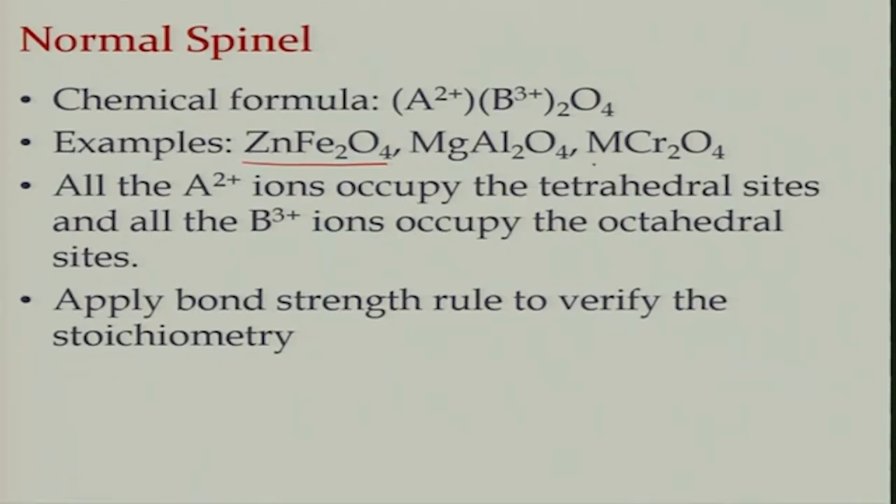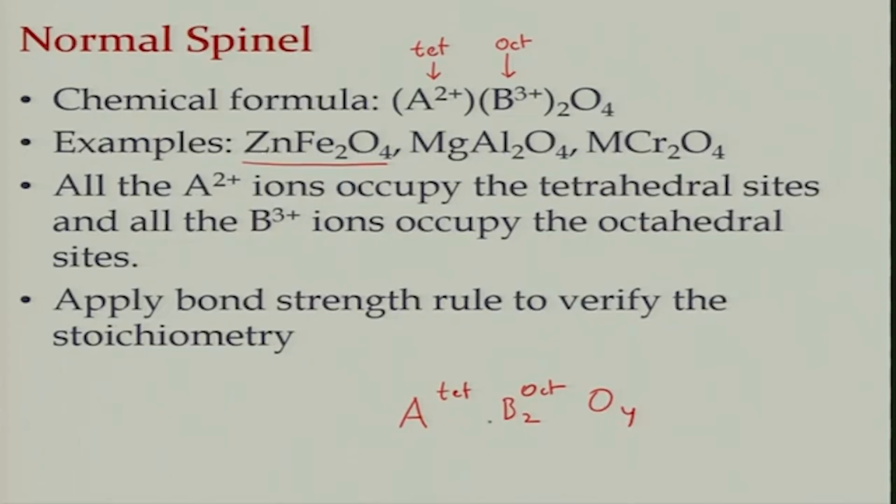But then you have aluminates and chromates which follow this structure normally. So magnesium aluminate and metal chromates, a variety of metals you can put in there, they all follow normal spinel structures. So essentially what happens in this structure is the A atom goes to tetrahedral site and both the B atoms go to octahedral sites. So you can write this structure as A tetrahedral, B2 octahedral, O4. That is how you can write this structure.